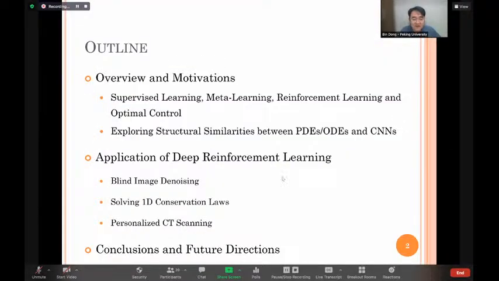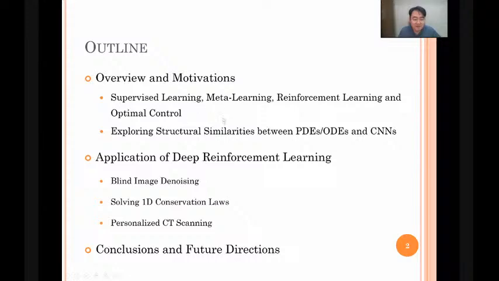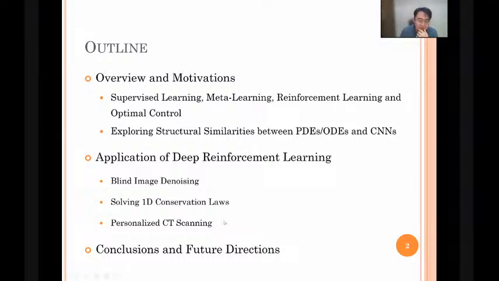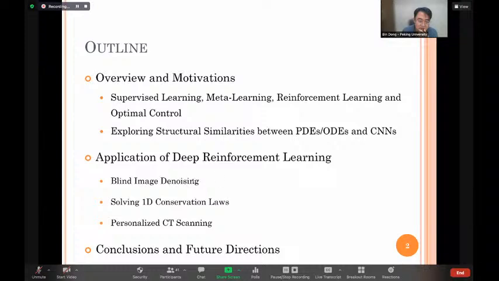So this is the plan today. I'm going to go over our interpretations of machine learning and reinforcement learning, and how we use optimal control to help us interpret all those exciting subjects in AI. Then I'll share three of our past works on applying deep reinforcement learning to image processing, to numerical PDEs, and also to imaging.